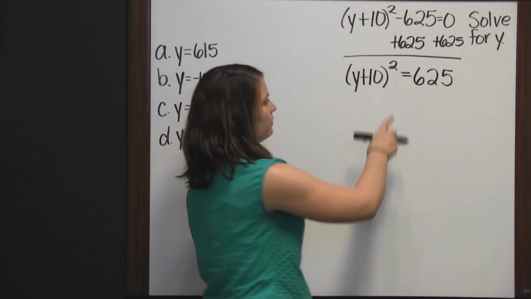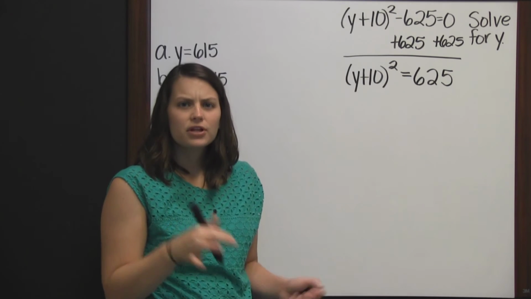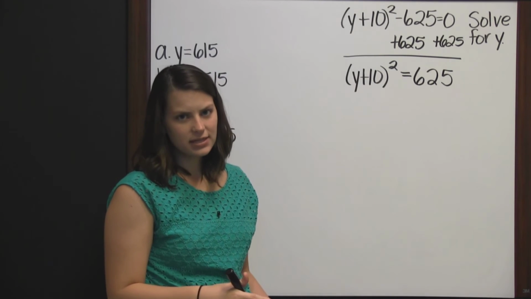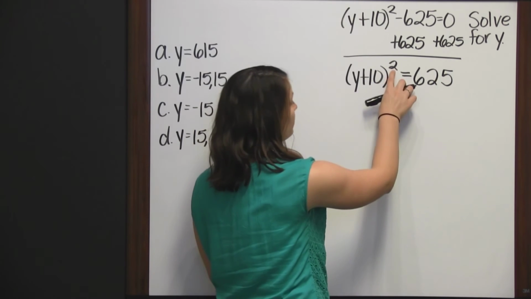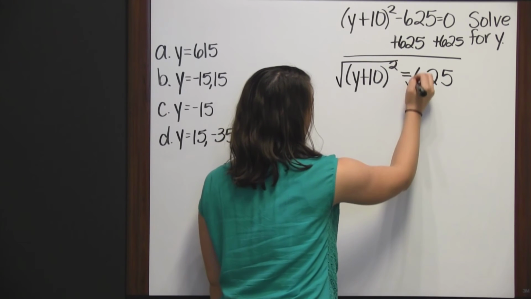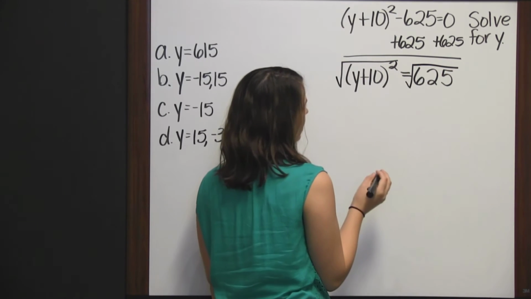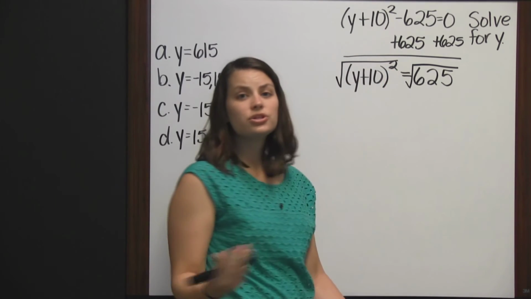Well, then we want to get rid of this squared because our y is kind of locked in those parentheses. So to unlock them, we want to do the opposite of squaring, which is square rooting. So we square root both sides. And the square root and the square undo each other.